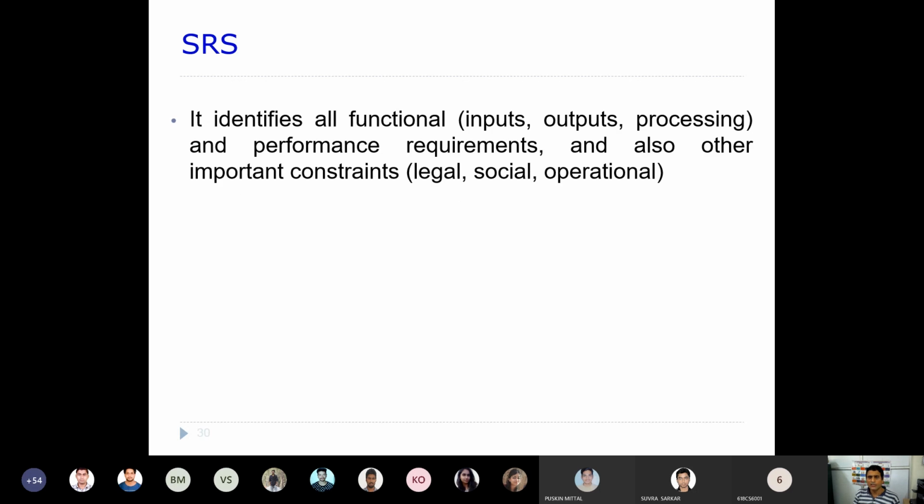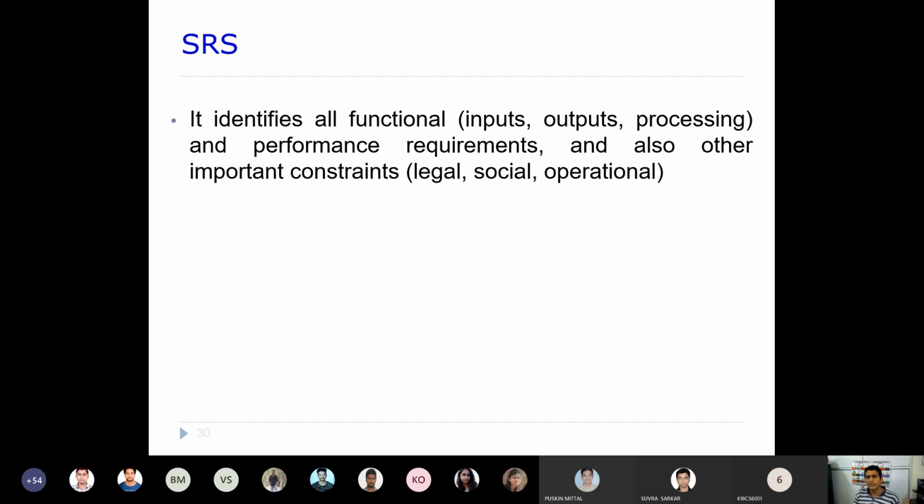It defines all functional input, output, processing, and performance requirements. So this SRS document should talk about what is the input given to the system, what would be the outputs coming out, and what processing is required. Data processing required, and whether it has any performance requirements. Those things should be mentioned along with the constraints, and any legal ramifications or social or operational guidelines and rules, if they exist.